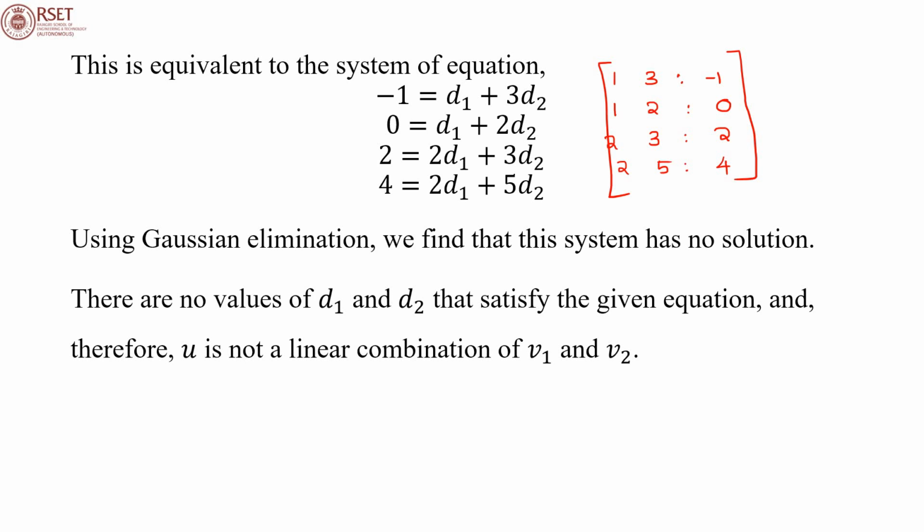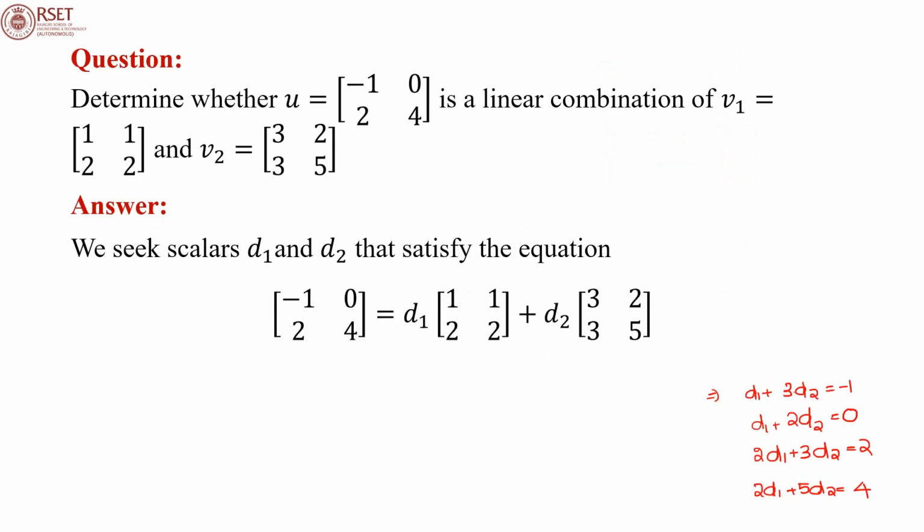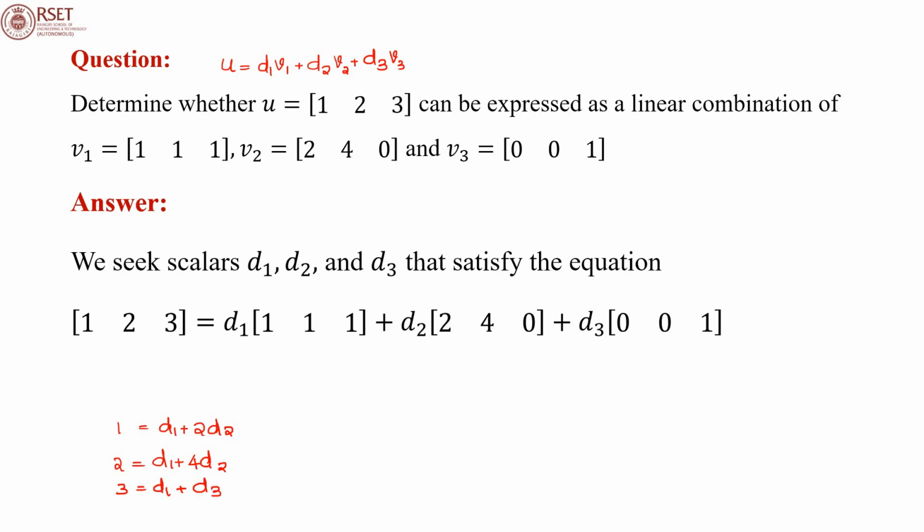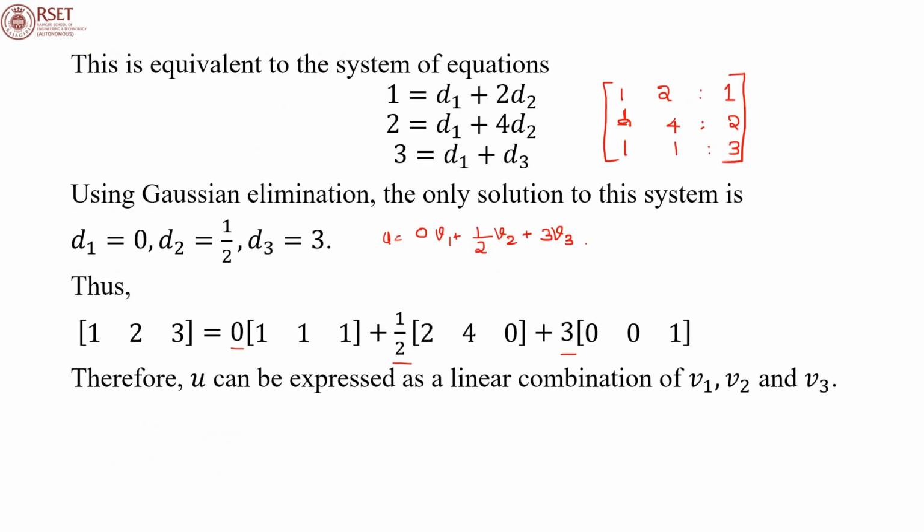So we cannot find a d1 and d2 such that u is equal to d1 v1 plus d2 v2. Okay, now we'll move on to the definition which we have already discussed, that is, span of a set of vectors. In the first example we have seen here, u actually is 0 times v1 plus 1/2 times v2 plus 3 times v3. What if I am considering all the combinations d1 v1 plus d2 v2 plus d3 v3, where d1, d2 and d3 can vary among all the real numbers?